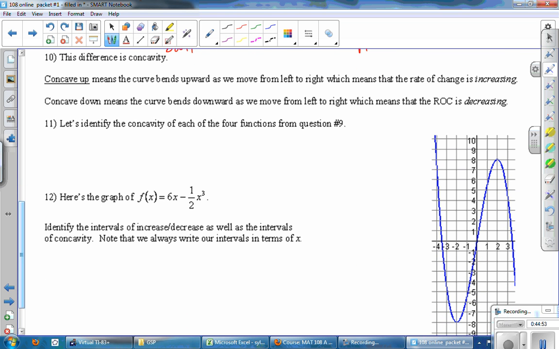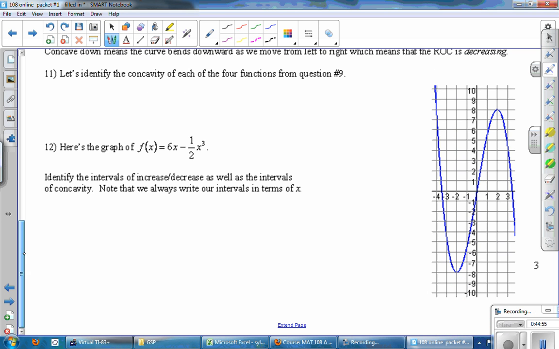Okay, number 12. Here's the graph of f of x equals 6x minus 1/2 x cubed. It's this picture here on the right. Identify the intervals of increase and decrease, as well as the intervals of concavity. Note that we always write our intervals in terms of x. Okay, so let's just start making some notation over here. So we want to know where the function's increasing, where it's decreasing, where it's concave up, and finally where it's concave down.